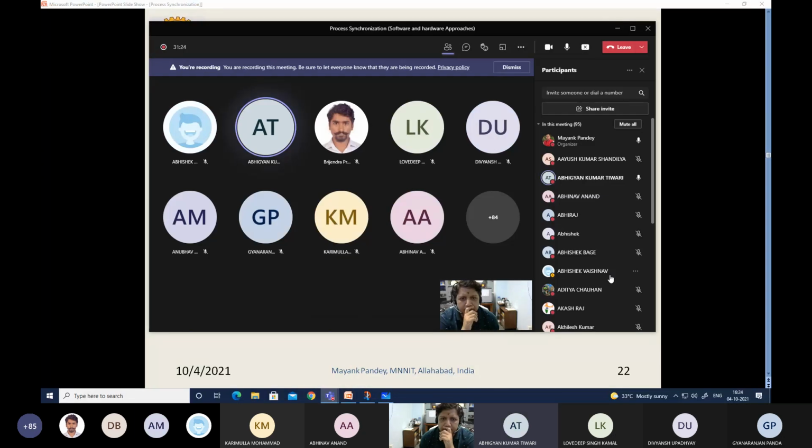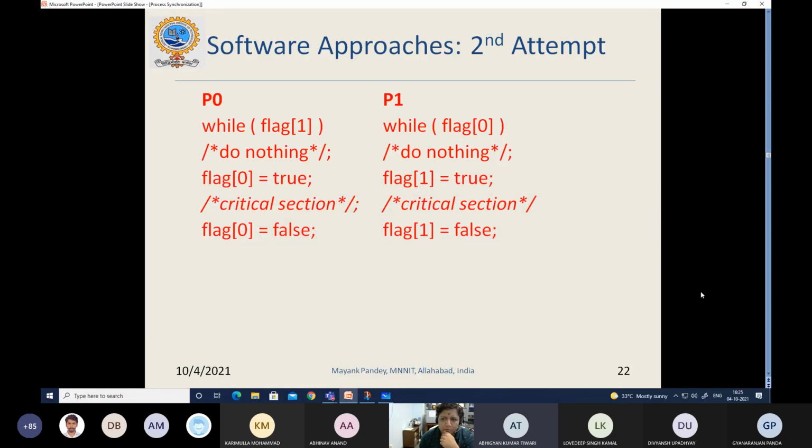Sir, I think mutual exclusion will be achieved. You think that mutual exclusion will be achieved? Yes, sir. First of all, if both flag 0 and flag 1 are initialized to 0, when we enter process 0, it will not enter this while loop. It will set the flag 0 variable to true and then enter the critical section. And in process 1, if it starts executing, then since flag 0 has now been set to true, it will do nothing for that time.